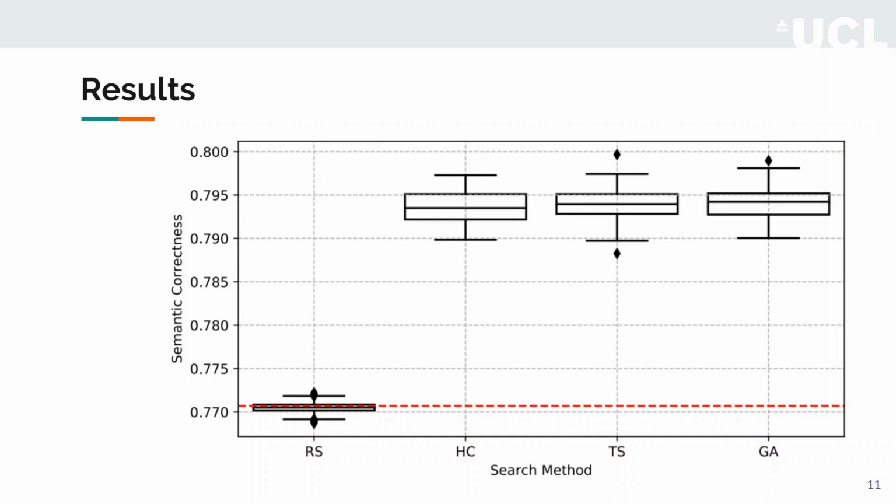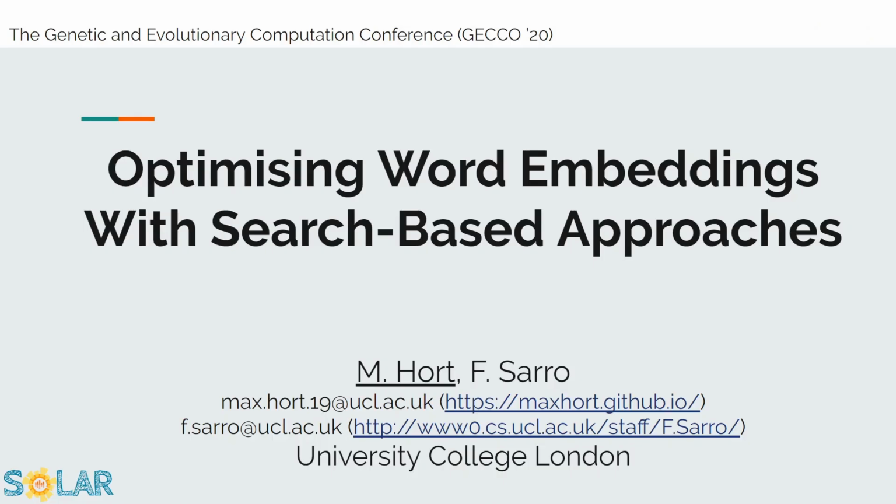As you can see, all those three methods are able to optimize the base performance. However, they perform similarly, so there's no statistical significance among the three solutions. They are all able to outperform the base performance. And this concludes our presentation.